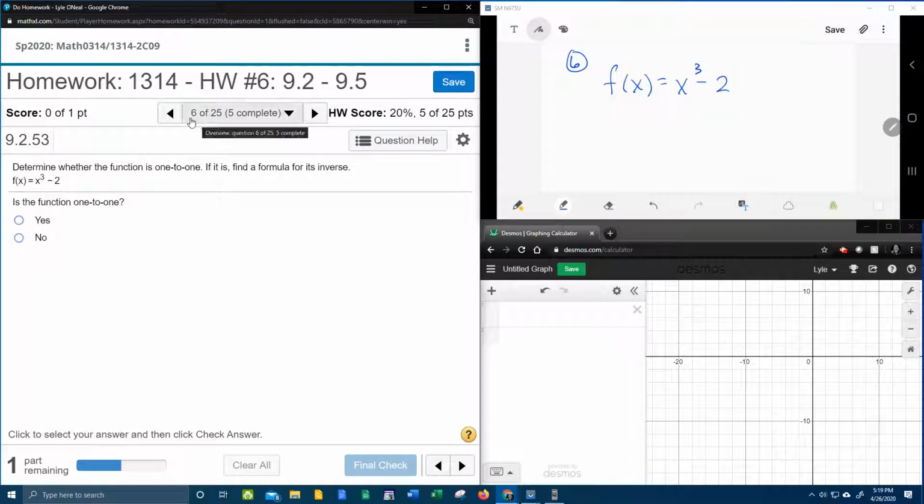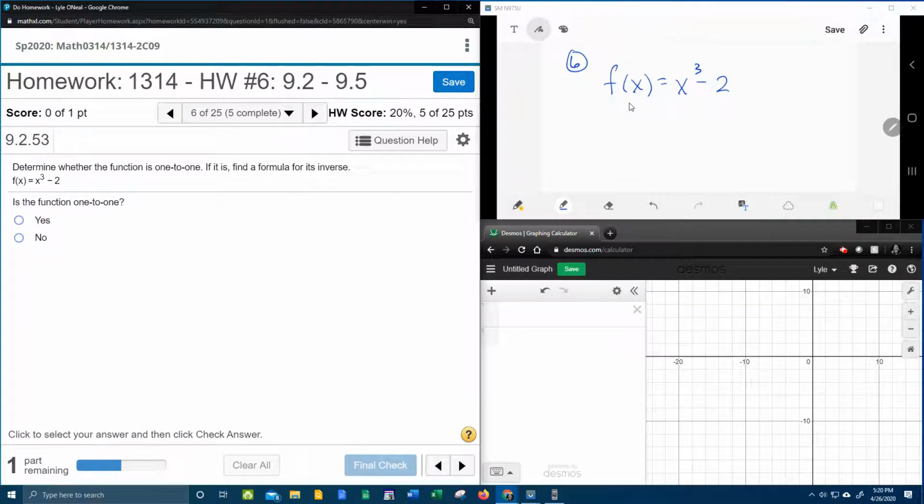Question number 6 of our college algebra homework number 6 in MyLab Math says to determine whether the function is 1-to-1. We can do that with the horizontal line test. If it is, we're going to find a formula for its inverse.